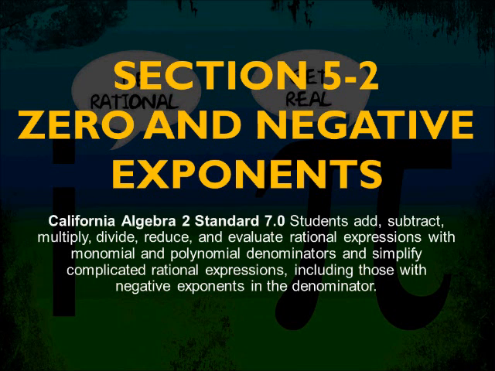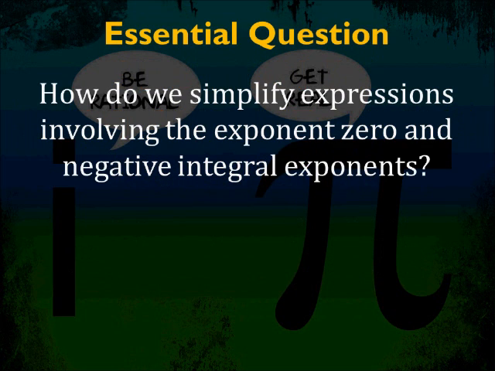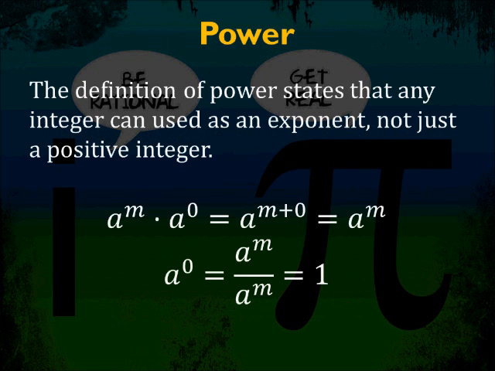Alright, section 5.2, zero and negative exponents. Today we're going to be dealing with numbers to the power of 0 or with negative integers as their exponents. So we'll learn how to simplify expressions involving the exponent 0 and negative integral exponents. The definition of power states that any integer can be used as an exponent, not just a positive integer.